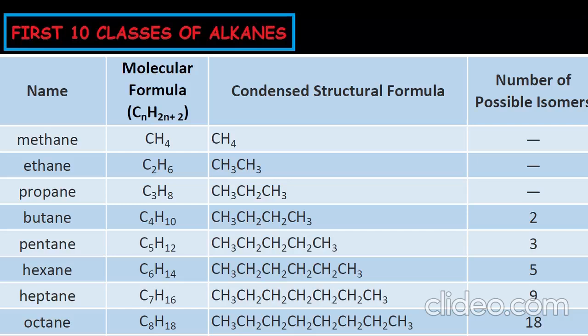Hello everyone, in today's video we are going to look at the first 10 classes of alkanes. Alkanes are a class of saturated hydrocarbons consisting of only single bonds between carbon atoms. The first 10 alkanes are methane, ethane, propane, butane, pentane, hexane, heptane, octane, nonane, and decane. Let's see how we can write this down.